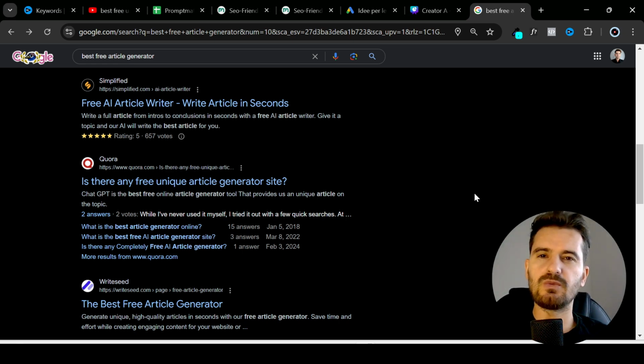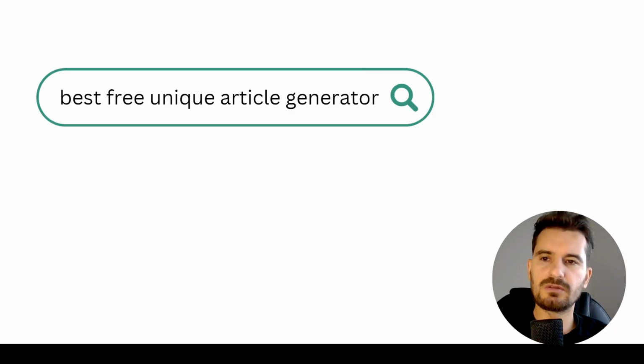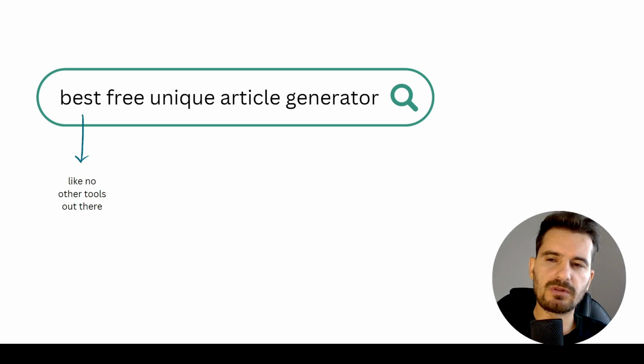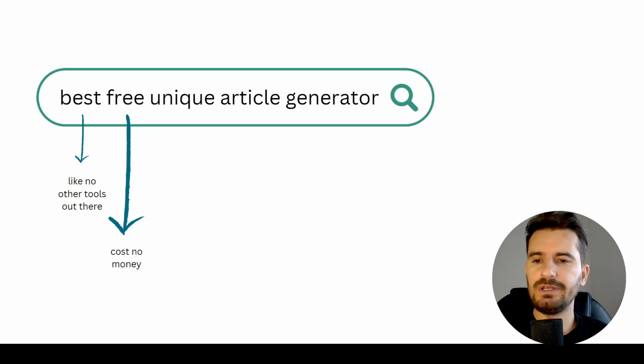It got me thinking, what does it mean? What are they looking for actually that it's missing? So they want a best free unique article generator. Let's take it word by word. They want the best generator, which mainly means they want something that is like no other tools out there, right? They want it for free, which very simply means they want something that costs no money.